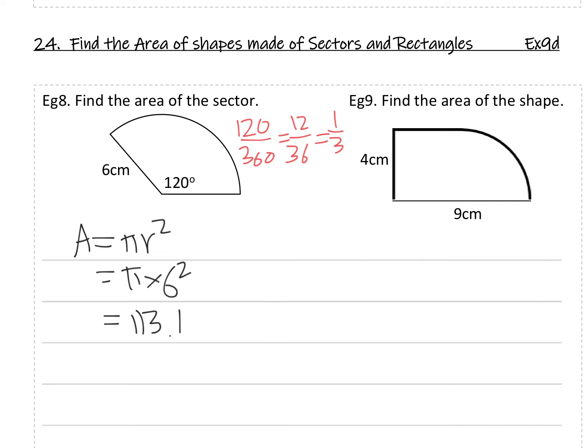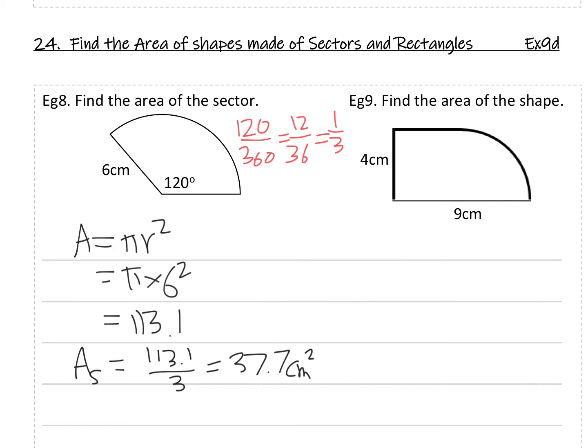So to get the area of the sector, what we have to do, I'm just going to write S now for sector, we get the 113.1 and we divide that by 3. And that gives 37.7 centimeters squared to 3 significant figures.